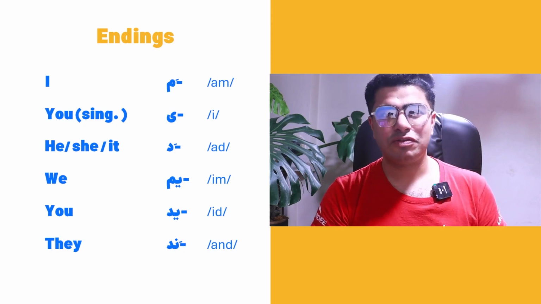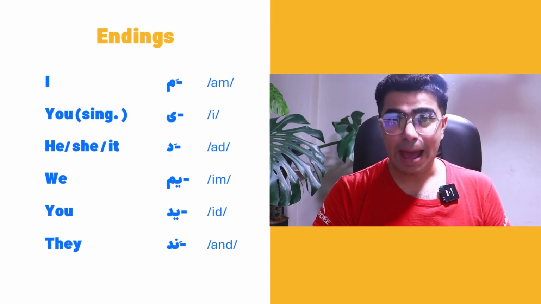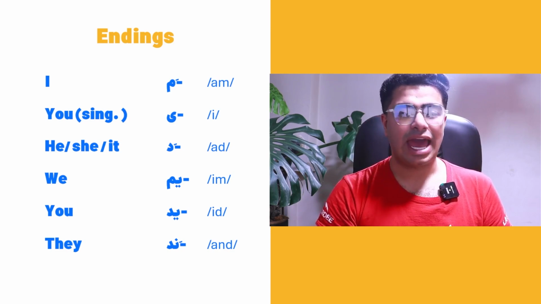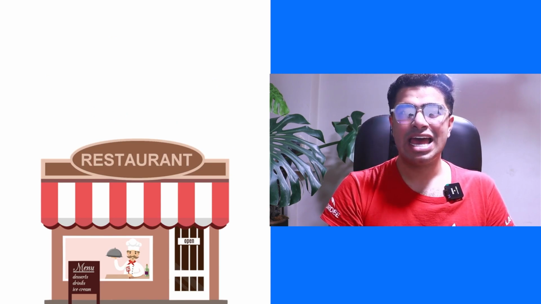Again, I'll read these for you. Am, e, ad, im, id, and. Here we see a restaurant. I want to say, I went to a restaurant.